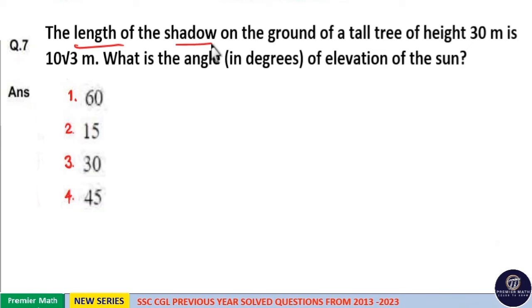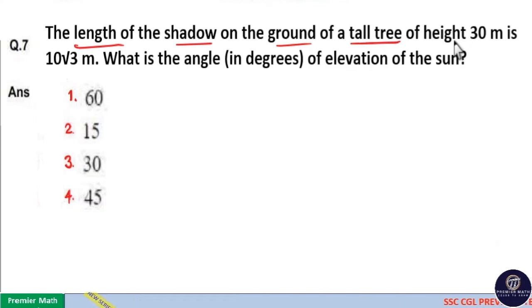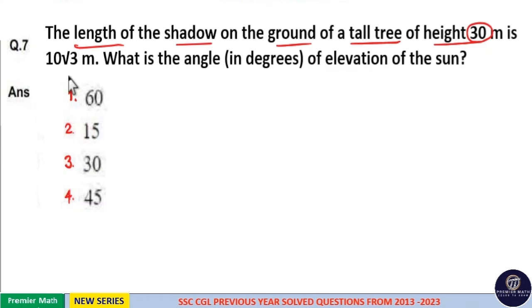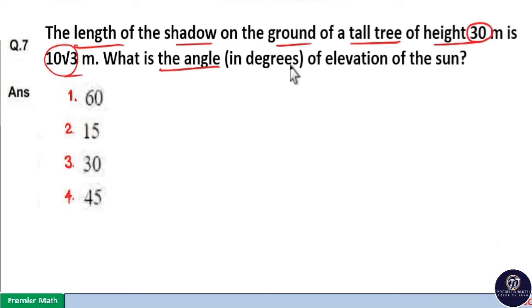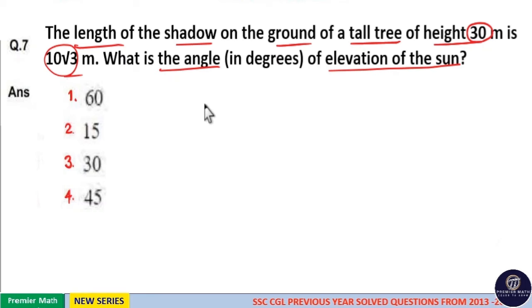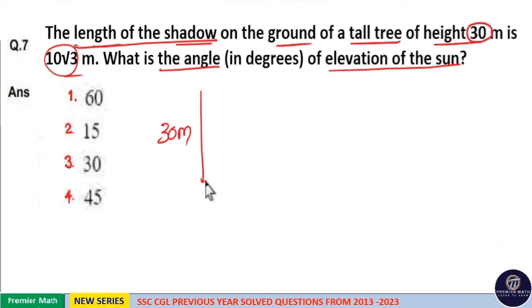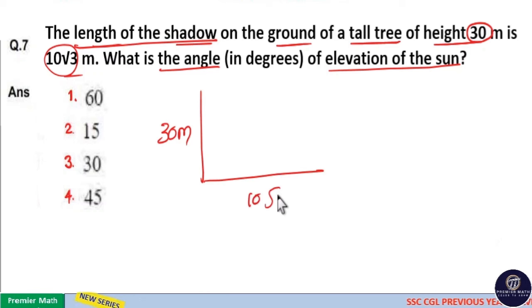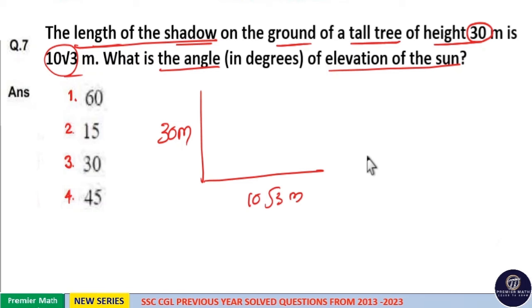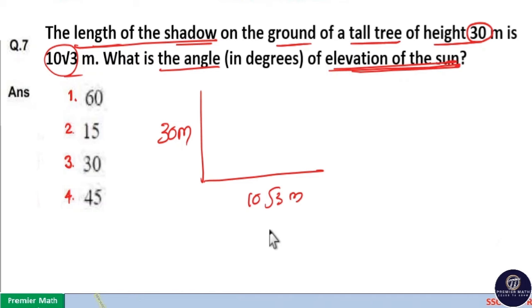The length of the shadow on the ground of a tall tree of height 30 meter is 10 root 3 meter. What is the angle of elevation of the sun? Here the height of the tree is 30 meter and the length of the shadow on the ground is 10 root 3 meter. Now we need to find the angle of elevation of the sun.